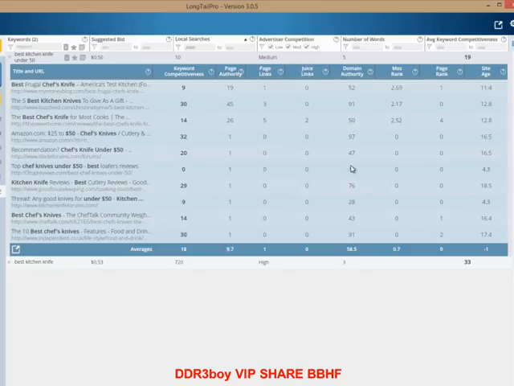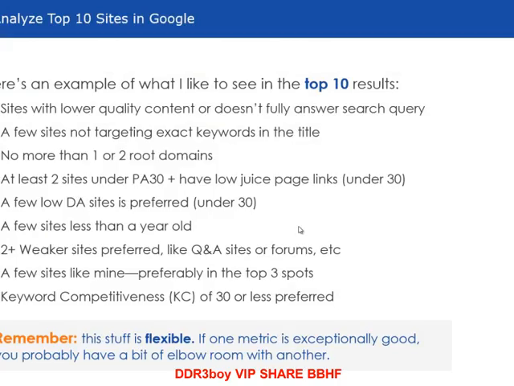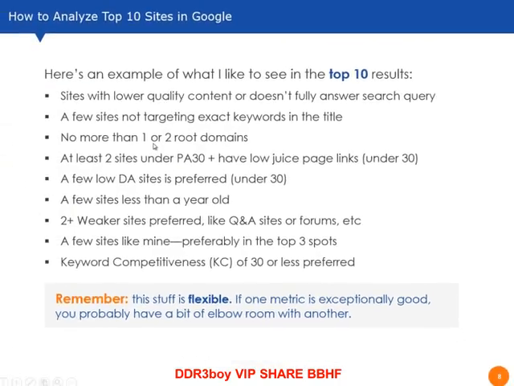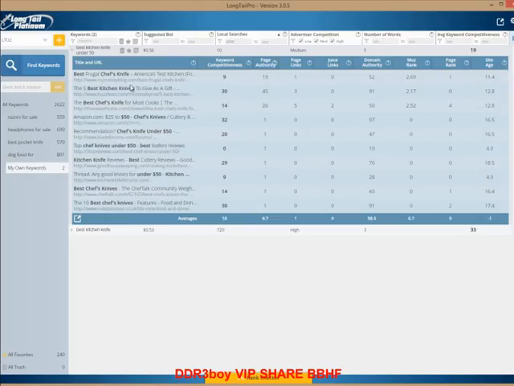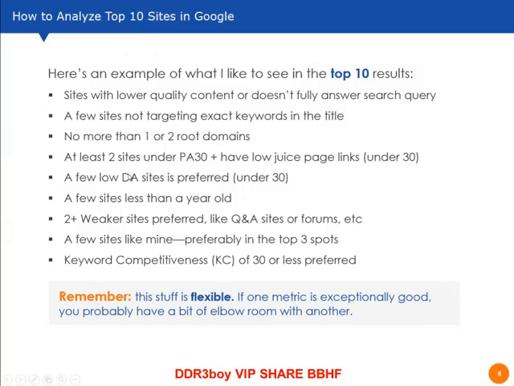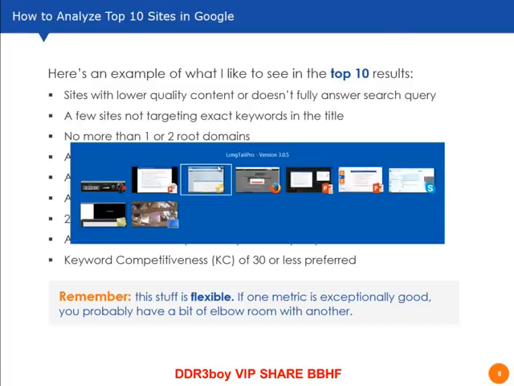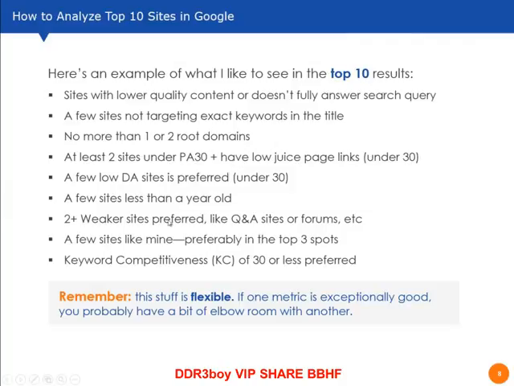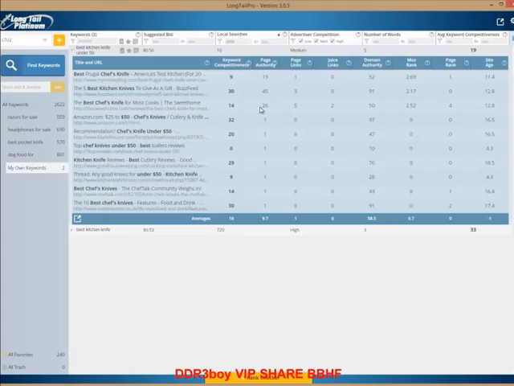3topreviews.com has a domain authority of 10, and kitchen knife forums has a domain authority of 28. So very low domain authority. I'm not seeing any root domains. Let me just double check that's correct. 2 sites with a page authority of 30 and low juice page links. Let's do that again. Page authority.